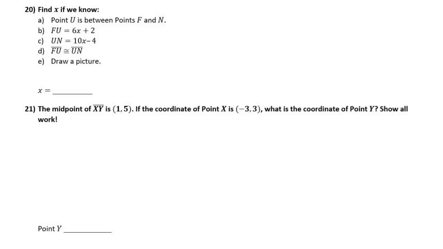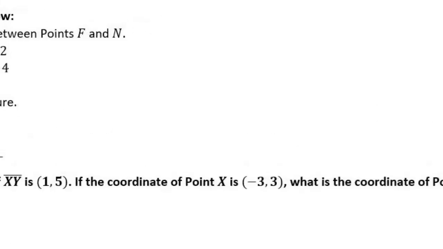All right. So it says find x if we know point U is between points F and N, FU is equal to 6x plus 2, UN is equal to 10x minus 4, FU is congruent to UN. Draw a picture. All right, so we're going to draw a picture here. What should the ends of my line segment be called? F and N.